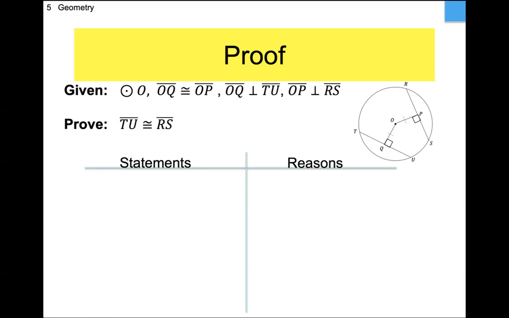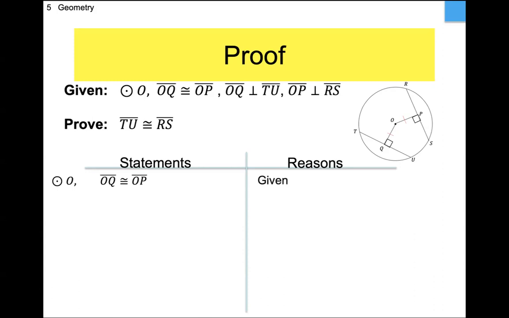And we're told that those pieces, OQ and OP, are perpendicular to their respective chords, and they're also congruent to one another. In other words, OQ is congruent to OP. We're asked to prove if that's the shape you get, well, then the 2 chords, TU and RS, are congruent. All right, so that's the setup of the proof.